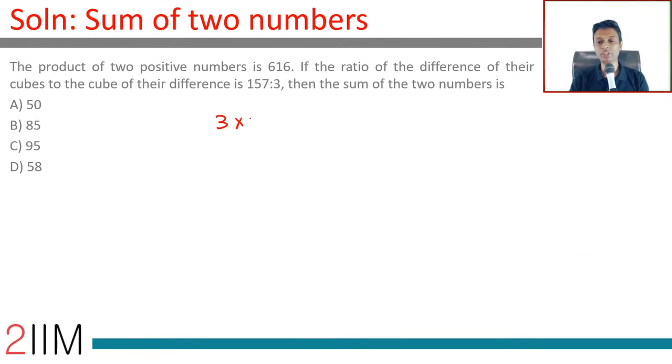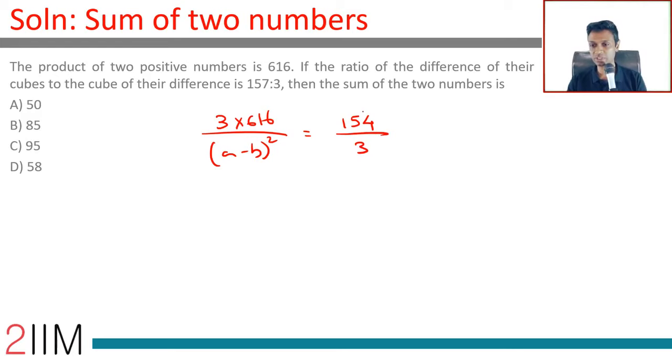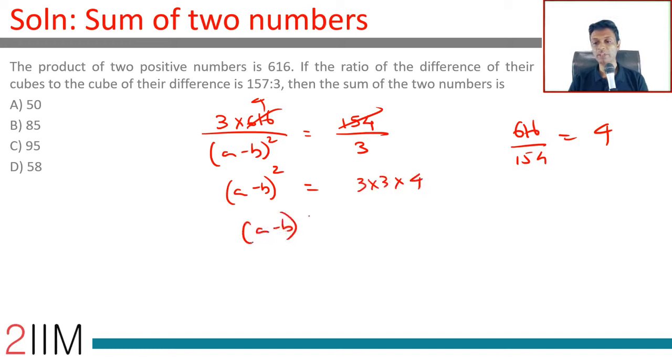AB is 616. Let's work with that. So 3 into 616 by A minus B whole square is 154 by 3. 616 by 154 is 4. Or A minus B whole square is 3 into 3 into 4. A minus B whole square is 36, the square root of this is plus or minus 6. We've assumed A to be larger, therefore it is 6. So we got A minus B is 6. A into B is 616. So we can solve a quadratic and get this.